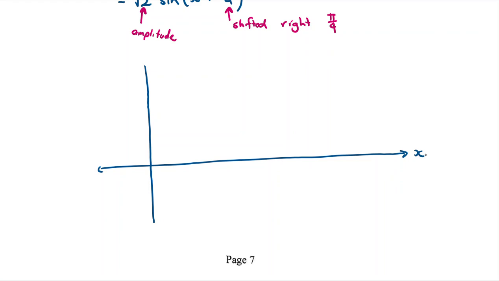We're going from 0 to 2 pi, so let's put a few little increments in here. That pi over 4 shift means it would be good if I had little pi over 4s, it's going to be easy just to move things across one spot. So pi over 2 there, pi over 4.